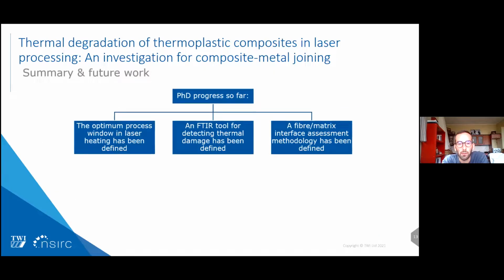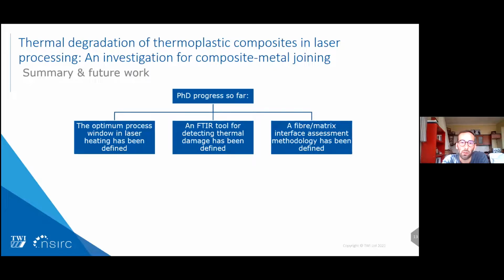So, a small summary. So far, a coupled thermal chemical numerical model has been developed. This model has been used to identify the optimal process window in laser heating for a top hat laser and the Gaussian laser. As I said, we know which process conditions we need for achieving high temperatures without degrading the material. Then an FTIR methodology has been developed that can be used to detect thermal degradation, thermal damage after high temperature short duration heating. And finally, single fiber pull-out tests are applied in order to assess the interface properties between the fiber and the matrix.